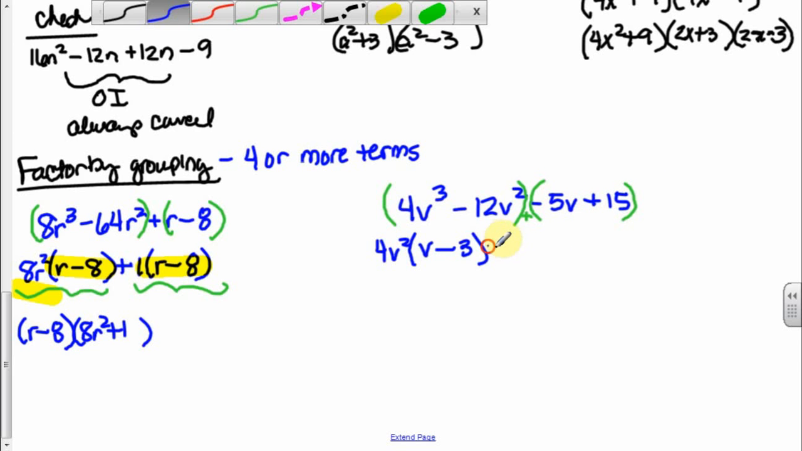So I'm going to factor out a negative 5. So you write minus 5. And then what's left is v minus 3. Now here's the clue to this: this one should be the same as this one. If it's not, you've probably messed up somewhere. You need to check your work. They have a v minus 3 in common, so I'm going to pull it out front, and I'm going to be left with 4v squared minus 5.